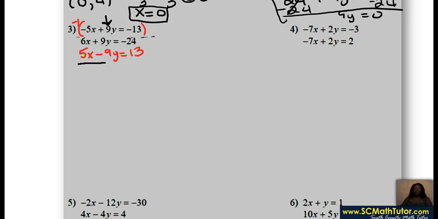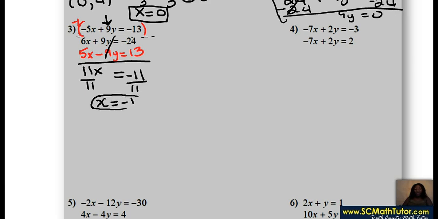Okay, so now we can combine these two. 6x plus 5x is 11x. We can eliminate the y terms because they become 0. And -24 plus 13 is -11. Finish it up: divide both sides by 11. So your variable x equals -1. Okay, so we found x. We need to find y.